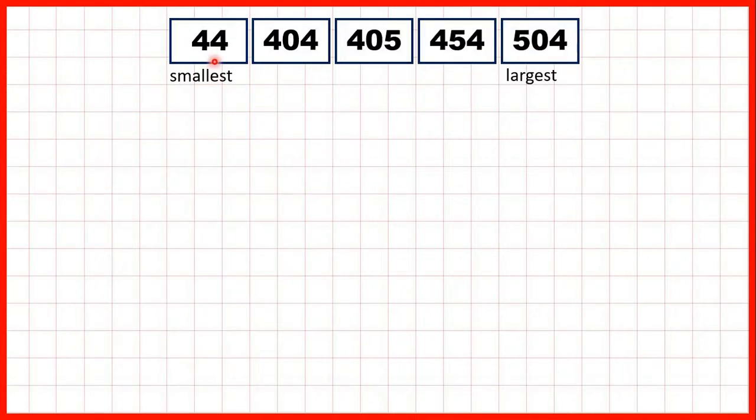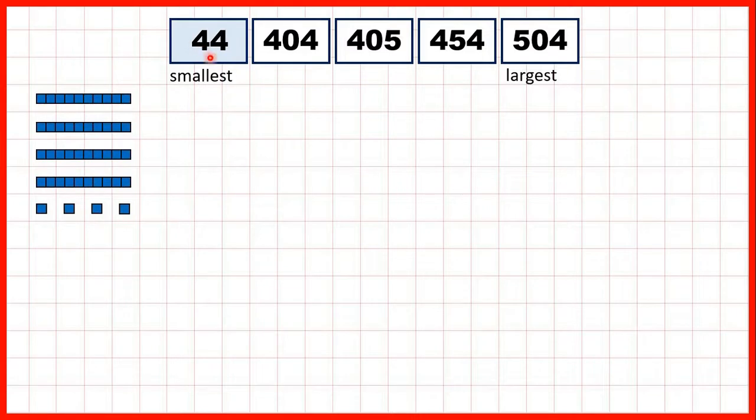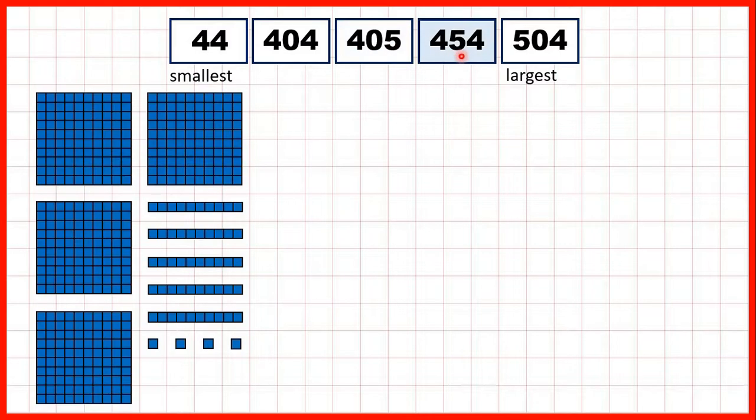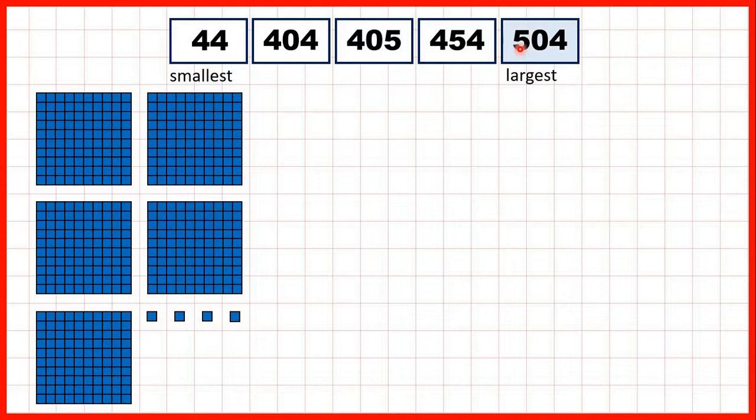Then for our next set, our smallest number was 44, which only has 4 tens and 4 ones. Then 404, which has 4 hundreds and 4 ones. Then 405, so with 5 ones. Then 454, so 4 hundreds, 5 tens and 4 ones. And our largest number, because it had the most hundreds, was 504. So that's 5 hundreds and 4 ones.